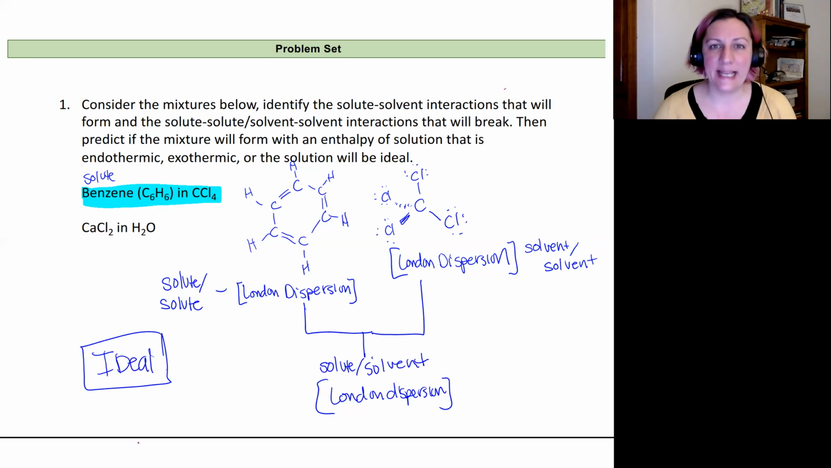And so you might say that it's going to have more energy to break those London dispersion forces than you would for the other one. At the same time, that high surface area molecule will be interacting with lots more of the tetrachloromethane molecules than in that case. And so it'll form a lot of London dispersion interactions anyway. So I think it's safe to say that we can assume this will be an ideal solution or close to it. Now let's look at the next one.